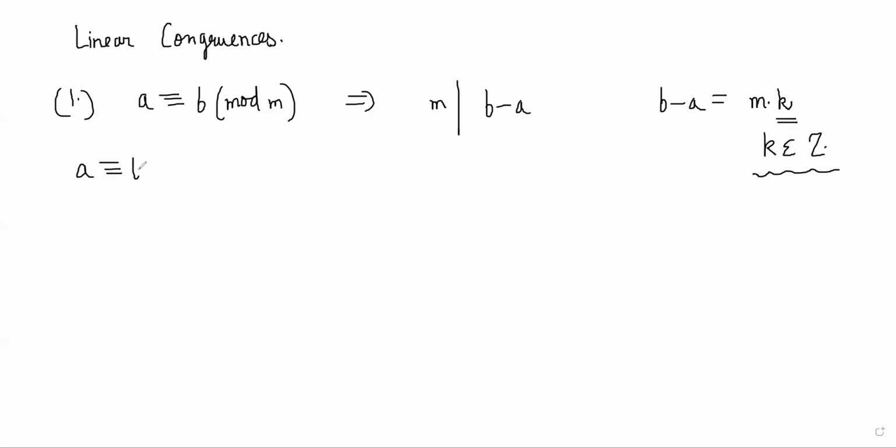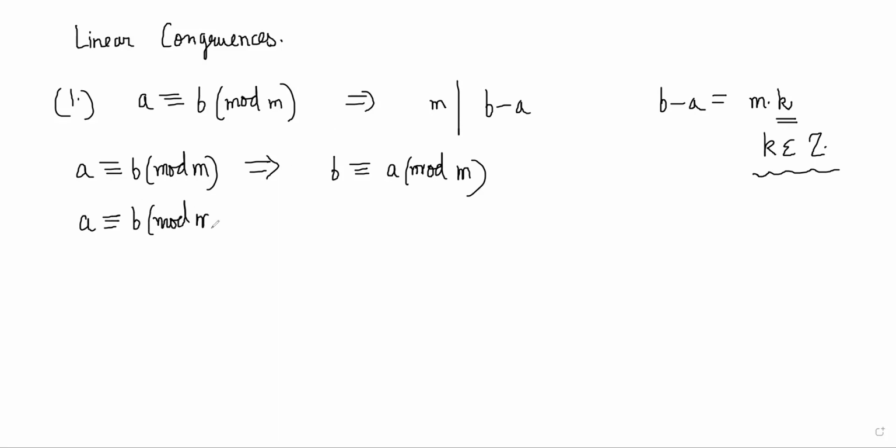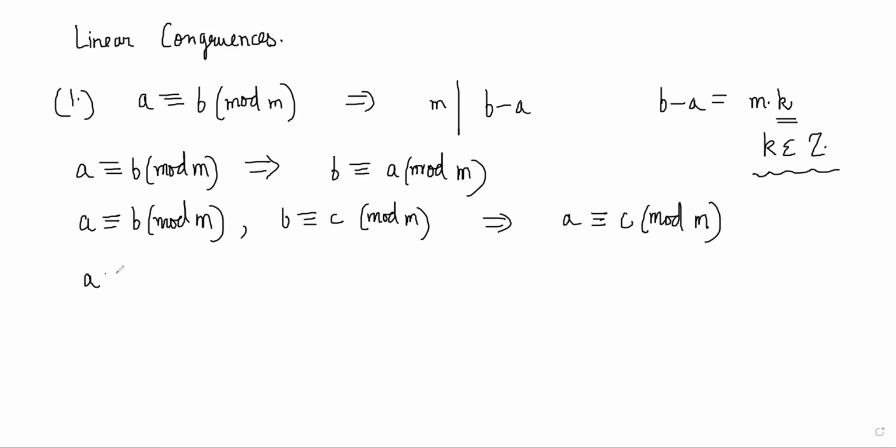Like if A is congruent to B mod M, there is a commutative property. So B will be congruent to A mod M. There is also transitivity. A is congruent to B mod M, and B is congruent to C mod M, implies that A will be congruent to C mod M. Obviously, we also have the reflexive property. A will be congruent to A mod M. This is called reflexivity, this is commutativity, and this is transitivity.